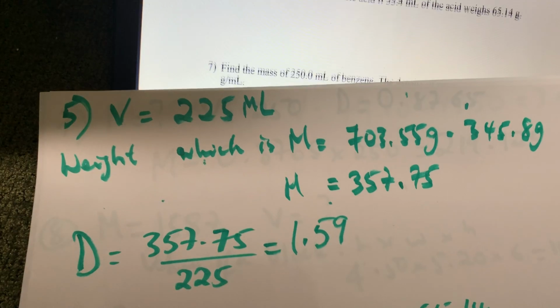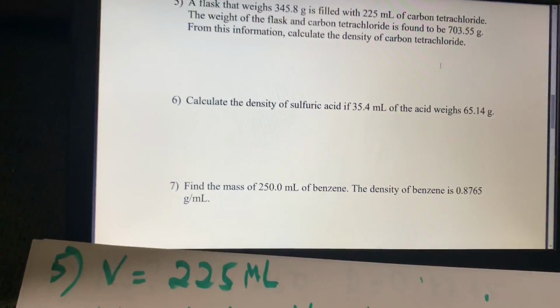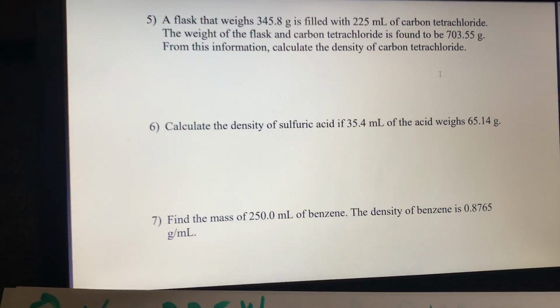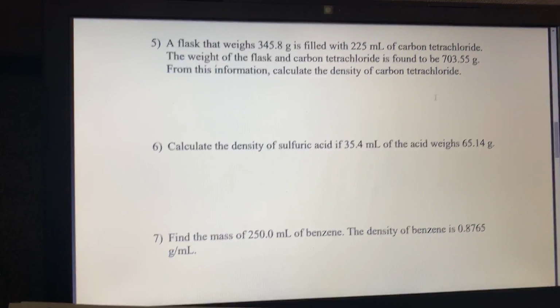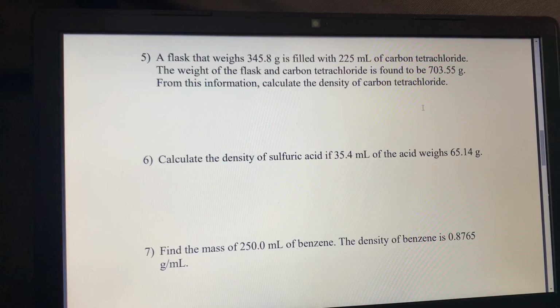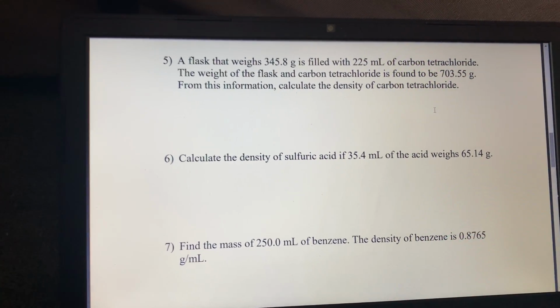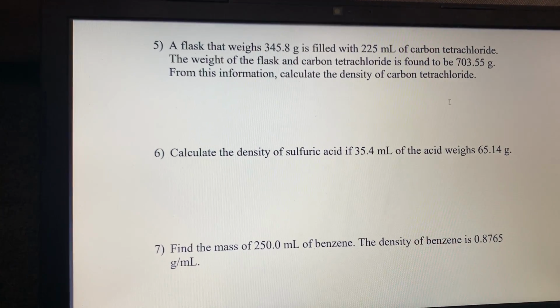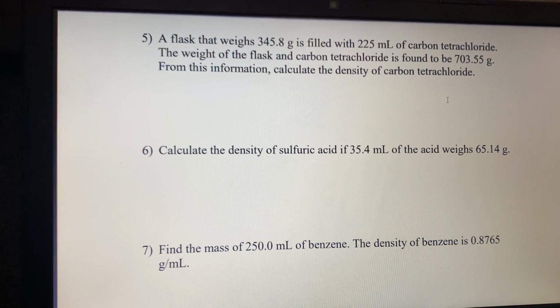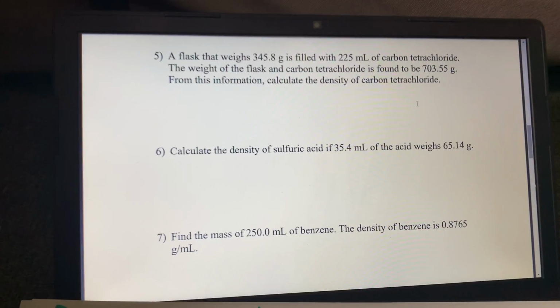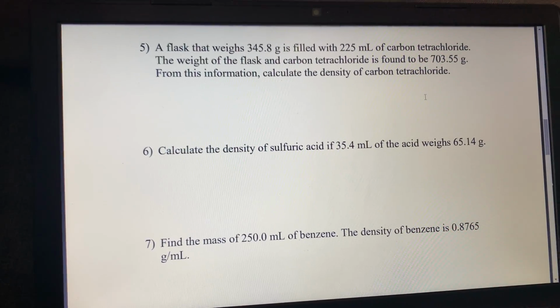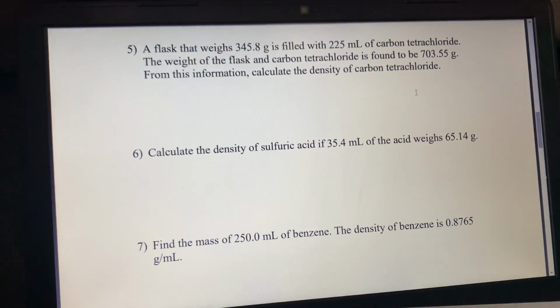So number 5 is asking us: a flask that weighs 345.8 is filled with 225 milliliter of carbon tetrachloride. The weight of the flask and carbon tetrachloride is found to be 703.55 gram. From this information, calculate the density of carbon tetrachloride.